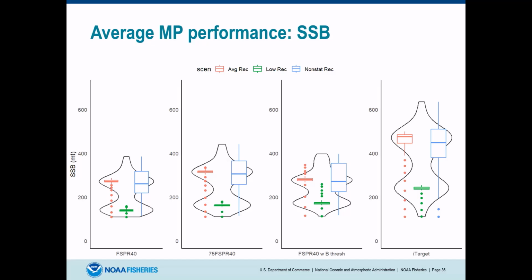And you can kind of see where you would have the highest probability of attaining what level of spawning stock biomass according to the recruitment condition. We see that iTarget has the highest potential for high spawning stock biomass, which we would expect given that it's set at such a conservative level.